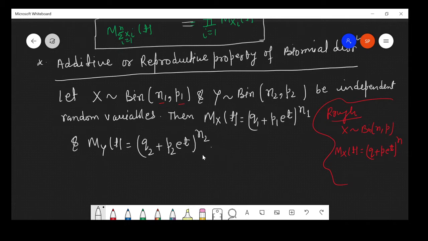Now, what is the distribution of x plus y?